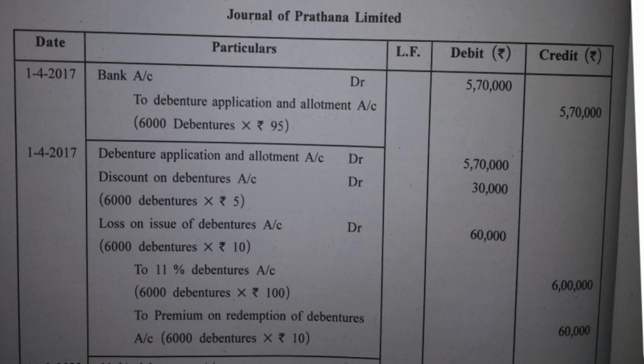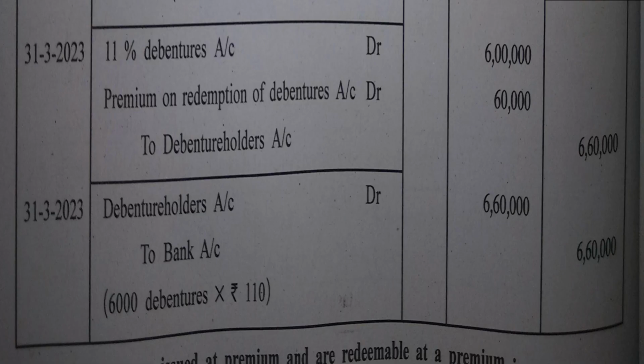This is the amount of premium that has been debited, which is 10 rupees. The loss that has been debited, 6,000 into 10, that is the amount of premium to be paid at the time of redemption. That is your liability and hence it is also to be credited. 6,000 into 10, 60,000 to premium on redemption of debentures. So here we complete the second journal entry, and now the time of redemption.